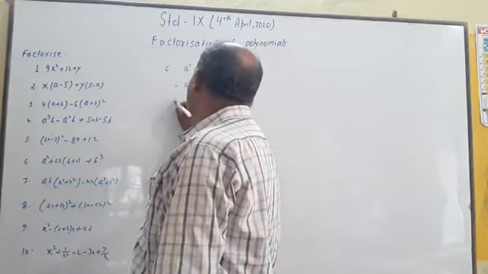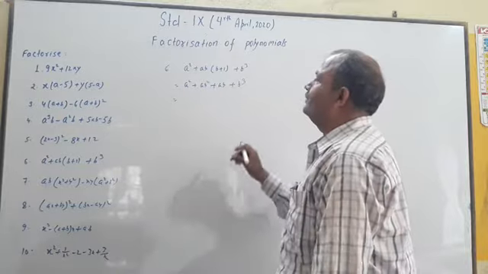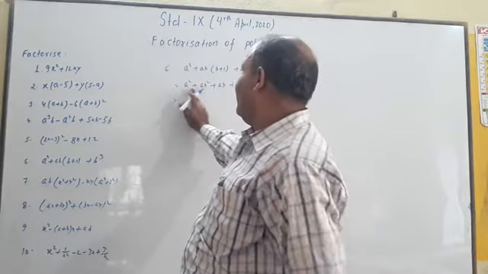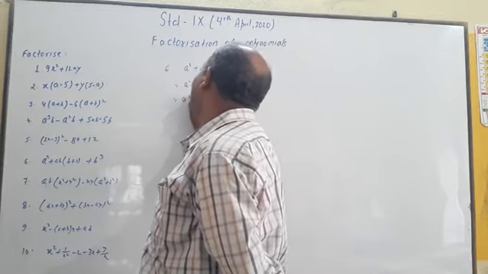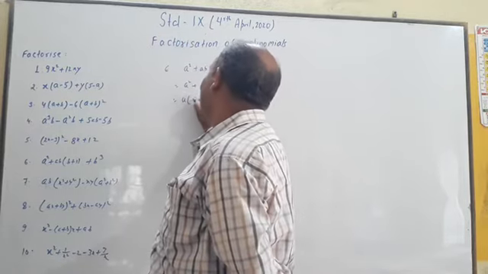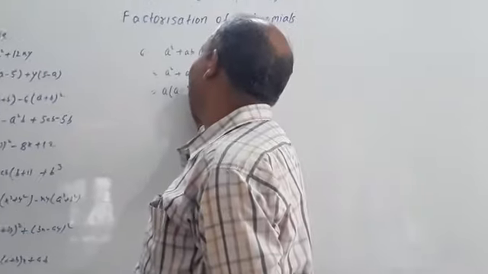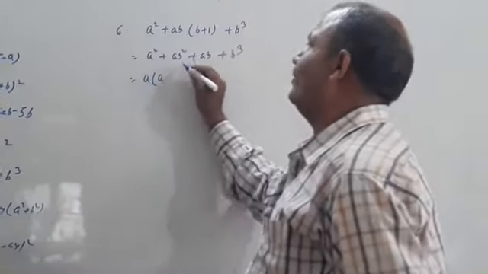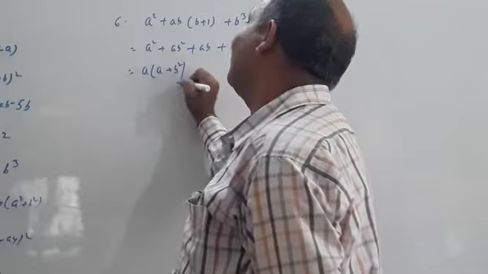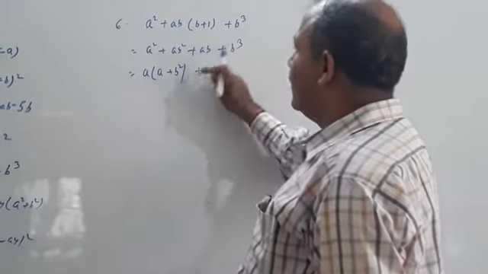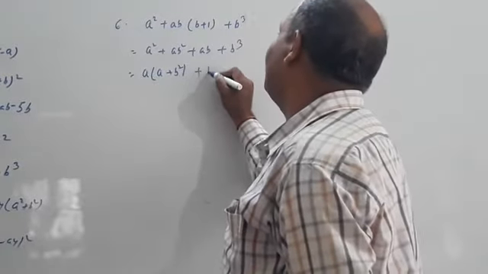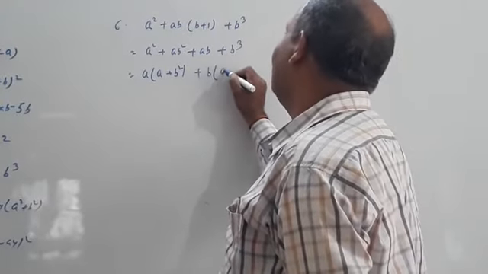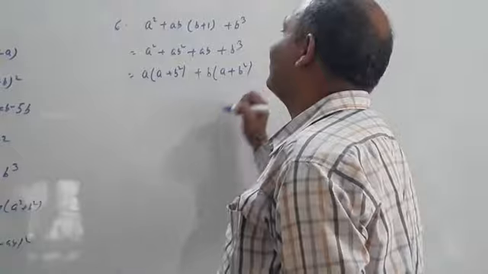When we consider the first two terms, we find a is common in these two terms, and therefore a will be taken as common. Here a into a square, when a is taken as common, we are left with b square. In the next two terms, we find b is common in both of them, and therefore we have to take b as common, and we are left with a plus b square.